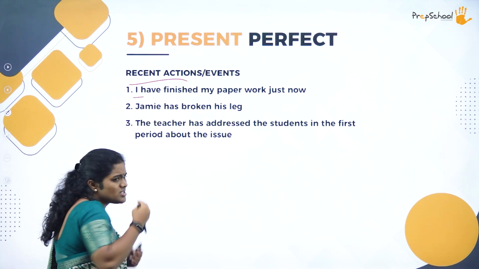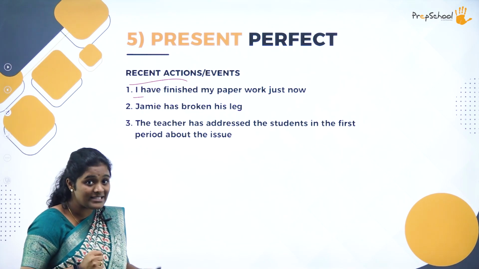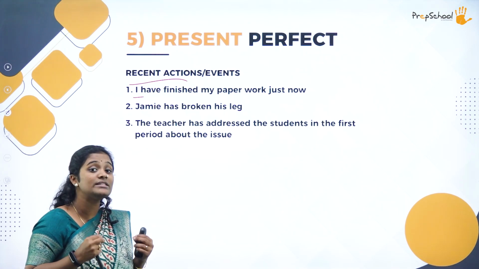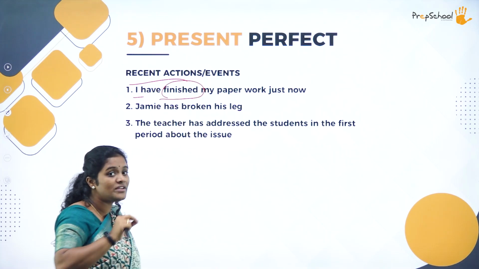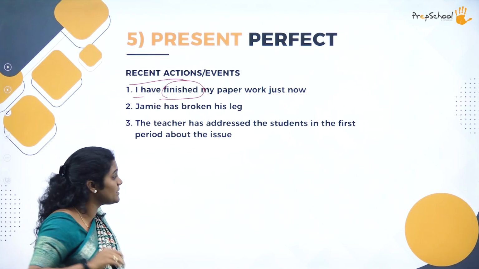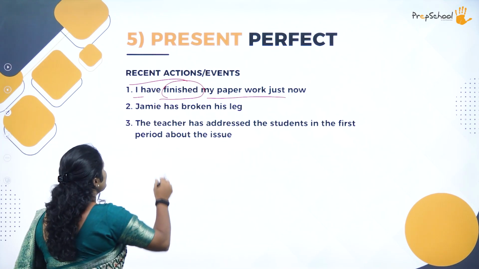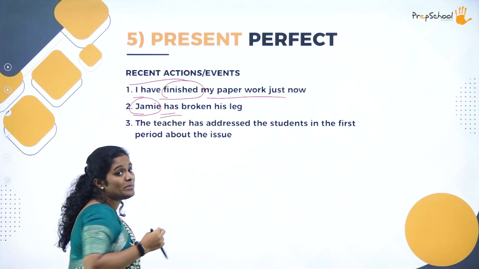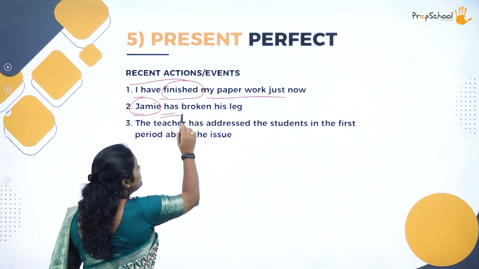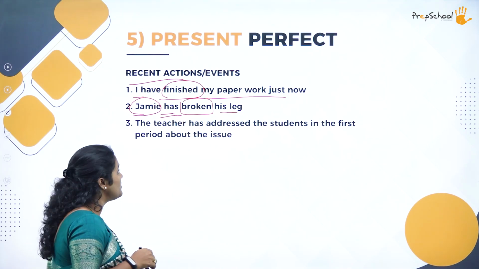Then moving forward to recent actions or events, if you were to refer to that, you use just now. I, the subject, have, it can't be has, I has doesn't make sense. So it is I have finished. It's not finish, it is finished, past participle, finished my paperwork just now. Jamie is the subject. Has. Jamie has. He has broken his leg. Poor guy. Broken, verb in the past participle.